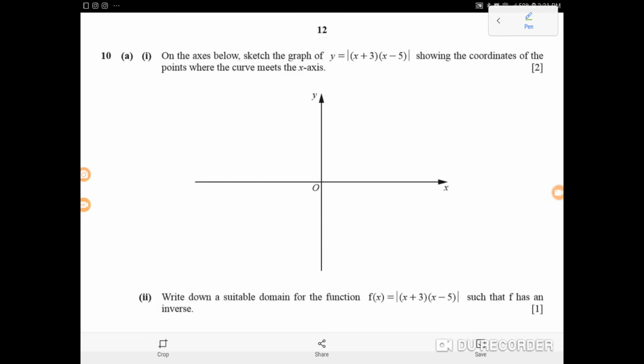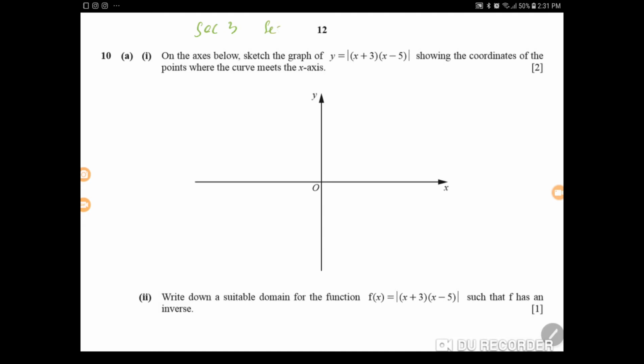Since in your syllabus, especially in 2020, 2021 and 2022, the first topic is functions, I think it is good for me to talk about functions primarily today. This is good for secondary 3 and secondary 4 students as a review, and also as a review for AS and A-level students. All right?